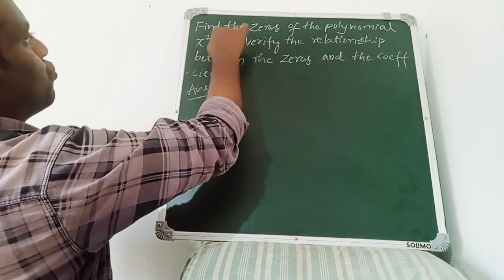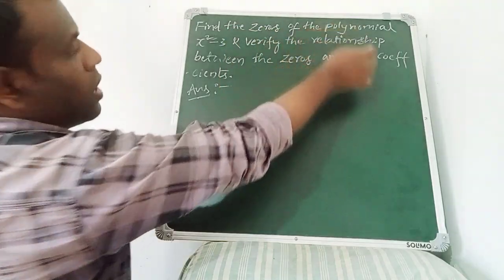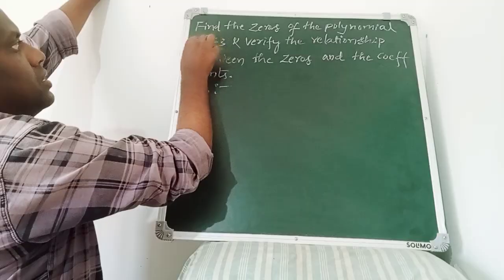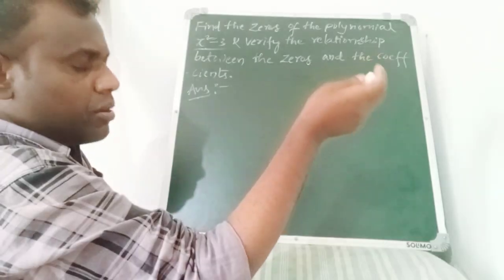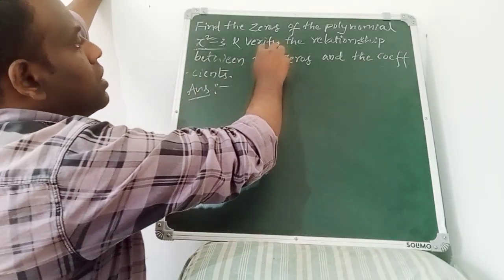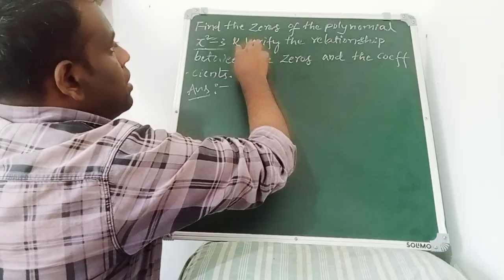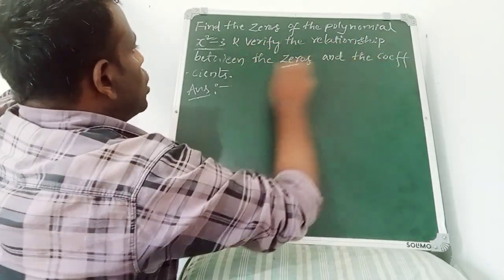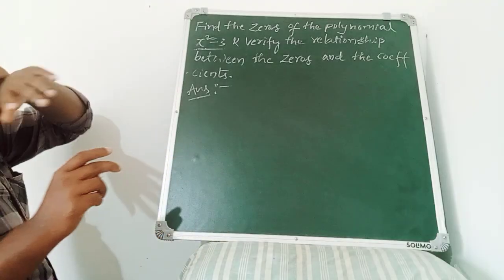Find the zeros of the polynomial x square minus 3. This is the polynomial they have given, and verify the relationship between the zeros and the coefficients.